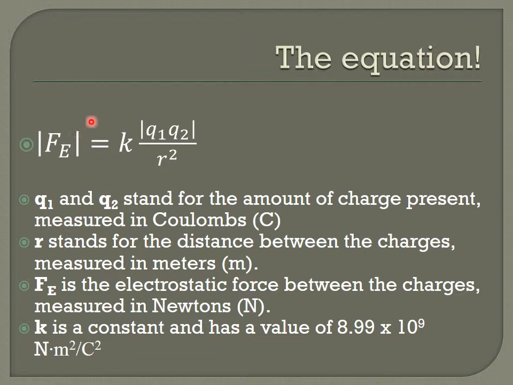The other thing about this equation is it has these absolute value lines on either side of the force and on either side of the charges. So you're finding the magnitude of the force, not the direction. And for the sake of argument, if both of these charges are positive, the force would be a repelling force, because like charges repel. If Q1 were positive and Q2 were negative, then they would attract. So it would be an attractive force.